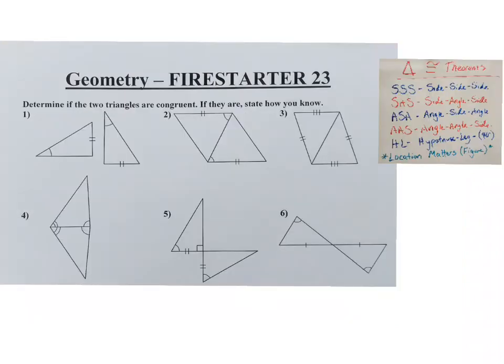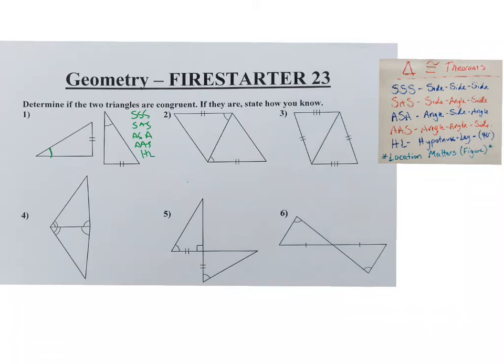So 23 was just another, like, everything that you see in the picture should be enough to tell you whether you get to pick side, side, side, side, angle, side, angle, side, angle, angle, side, or hypotenuse leg. So think of 1 through 6 as a multiple choice question. You're either going to put one of these 5, or you could say there's not enough information. So like, I look at number 1 and I see an angle. Let's say I had SSS, SAS, ASA, AAS, or hypotenuse leg. I'm going to cross them out as I go.